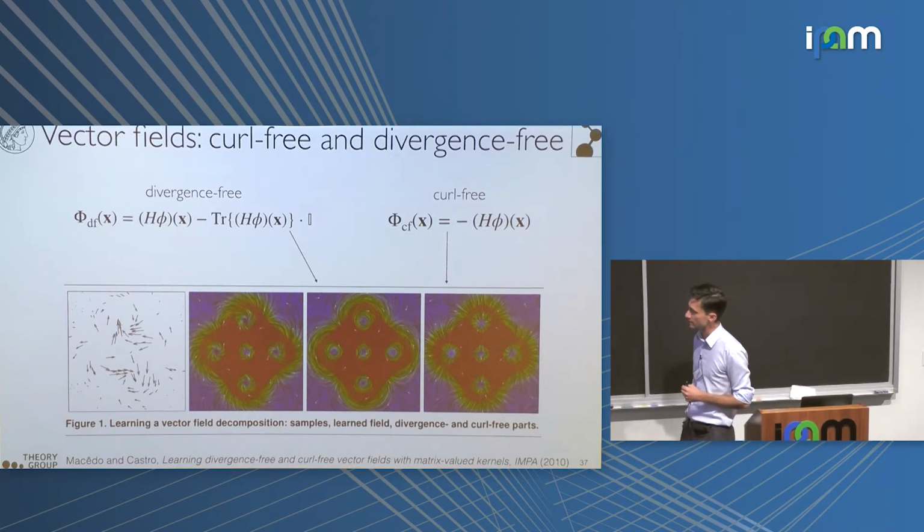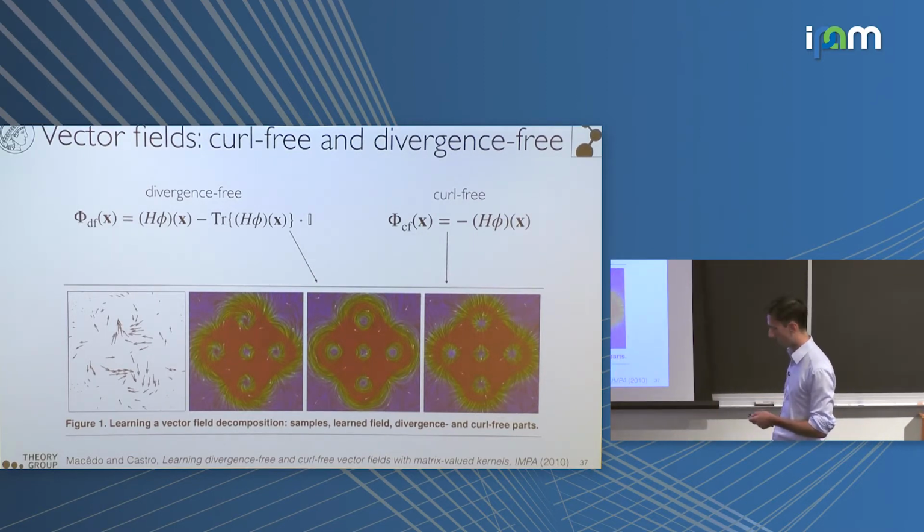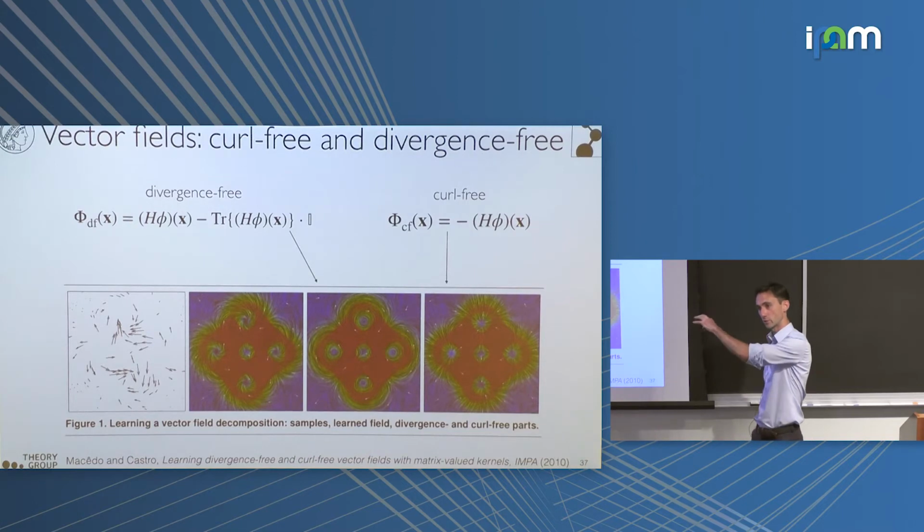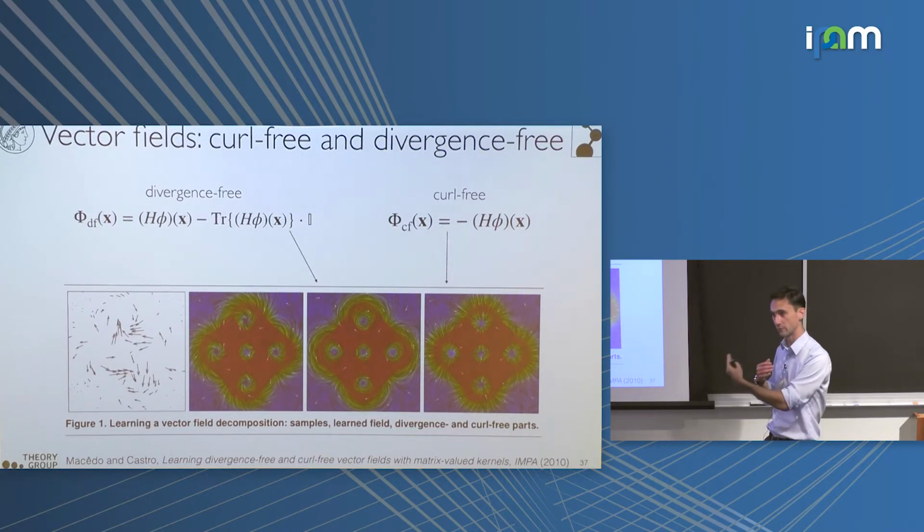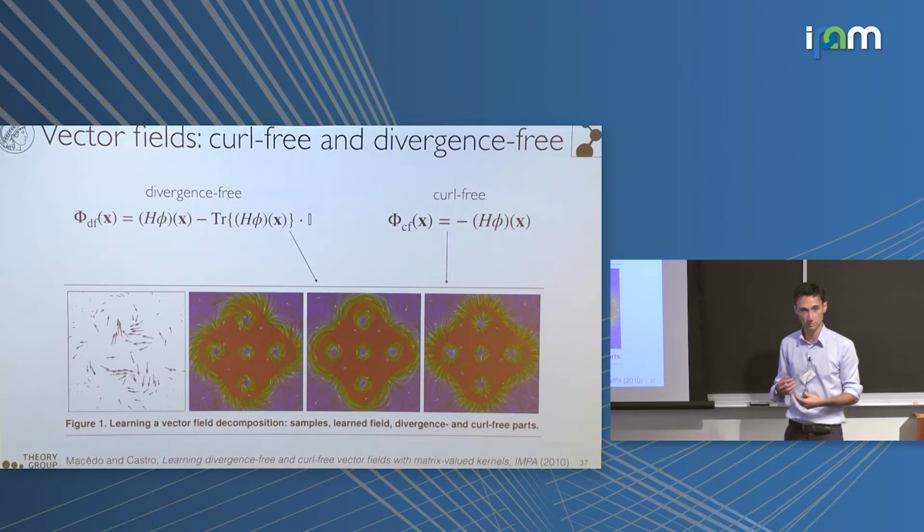So this is just an example where people try to learn a vector field from a number of input samples, and made a prediction. And then what they can do is separate this into a divergence-free part and a curl-free part. The way they do this is by working with kernels that have these different structures. And imposing these structures onto your kernels makes sure that your resulting vector field is either divergence-free or curl-free. So this is really useful for, say, building a force field, or for instance a magnetic field.